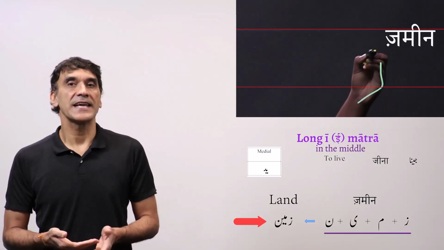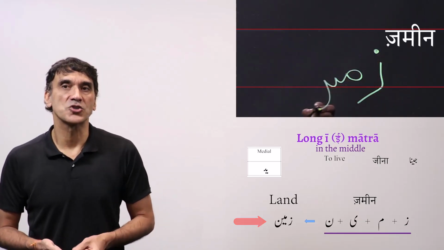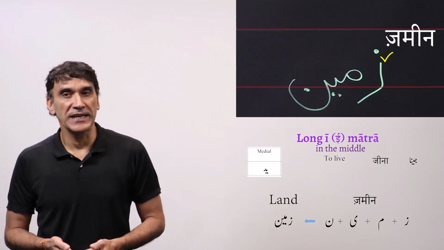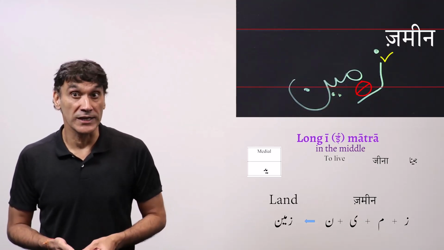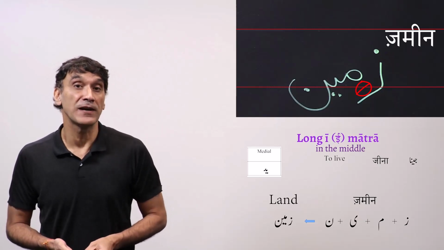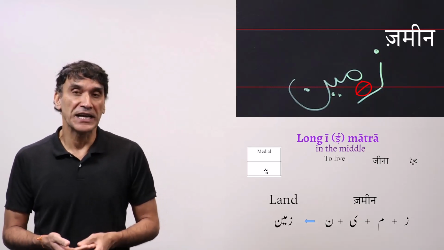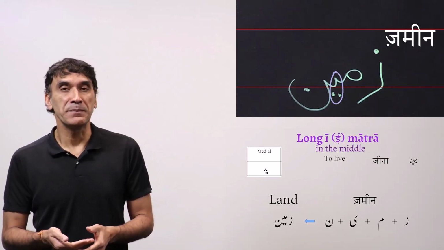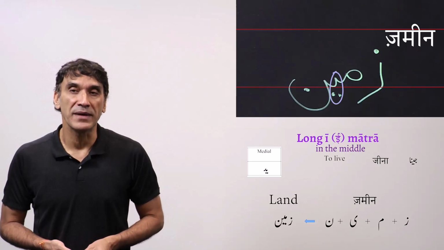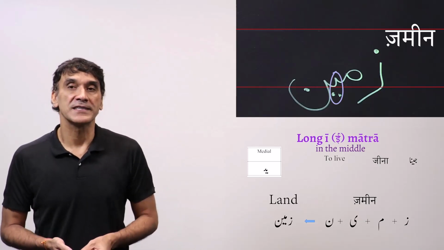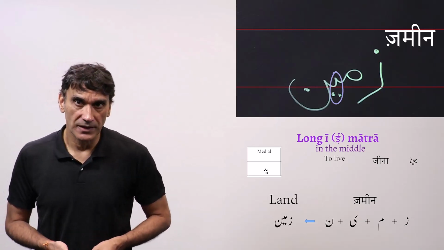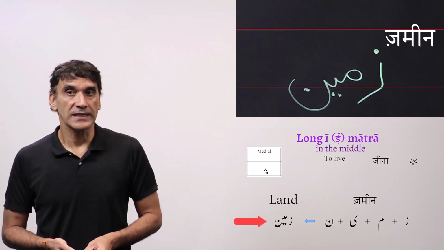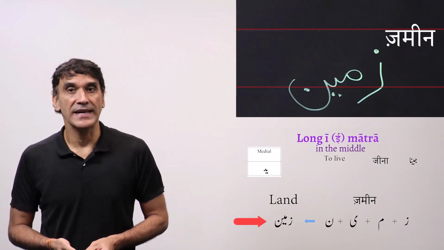The next word is Zameen, meaning land. The spelling is Ze plus Meem plus Choti Ye plus Noon. Ze is the first letter, so it will take the initial form. Ze is also a non-connected letter, so the next letter, Meem, will not connect to it, and it will take the initial form. The next letter is Choti Ye, and it will take the medial form because it is in between Meem and Noon. It will be written as a sosha with two nuktas below. And the final letter, Noon, will take the final form. So, Ze, then Meem plus Choti Ye, Mī, and then Noon.